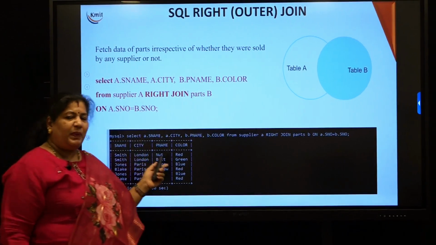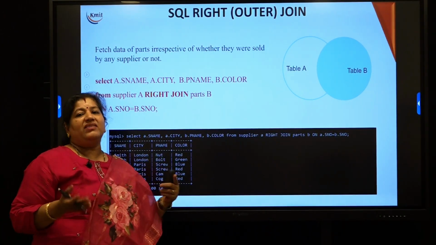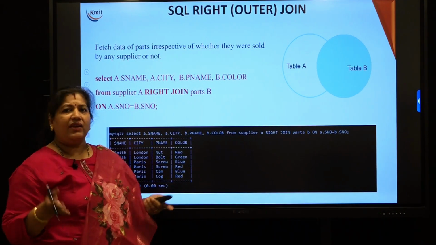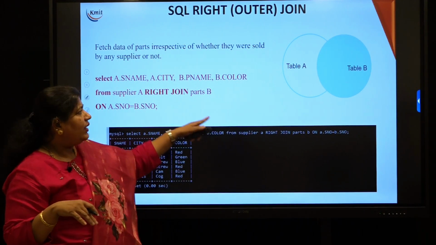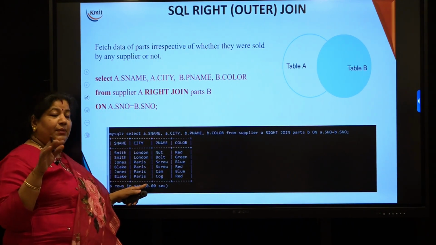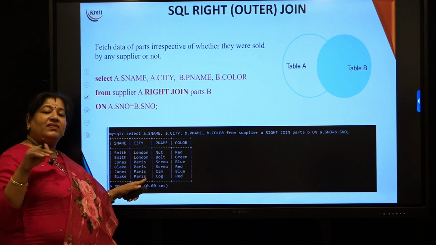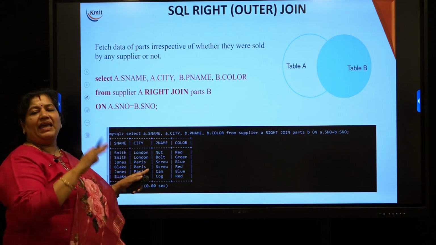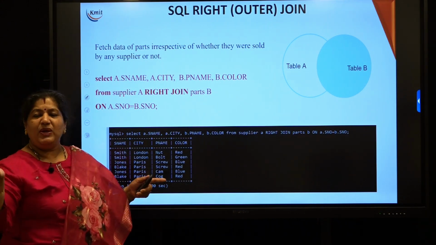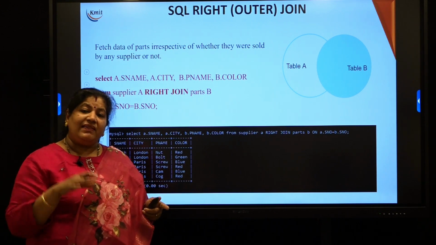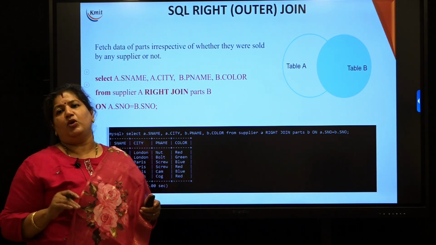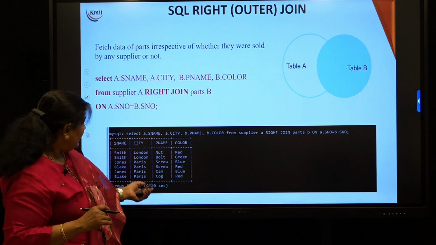Now here in this particular case we don't have parts being entered without a supplier, so you will get all the values from your table B itself, but there can be cases wherein there are certain parts which were not given by any of those suppliers. Maybe you have purchased it yourself. In such a case the supplier details are going to be null there. In our example it is not there.